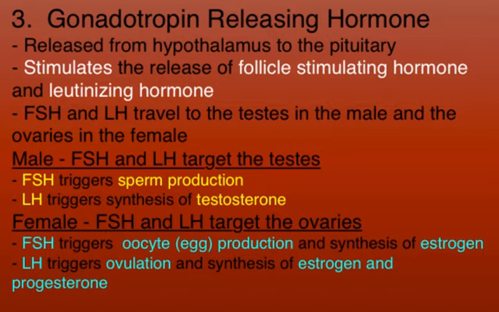3. The gonadotropin-releasing hormone is released from the hypothalamus and carried to the anterior lobe of the pituitary by the hypophyseal portal system. In the anterior lobe of the pituitary, the gonadotropin-releasing hormone causes the release of two hormones, FSH and LH.